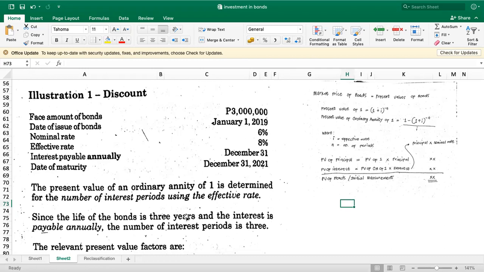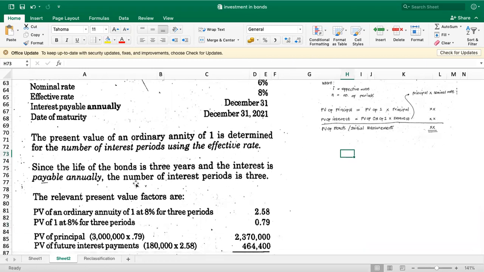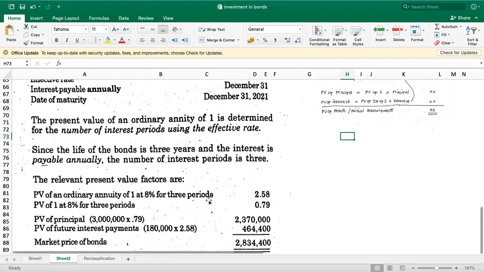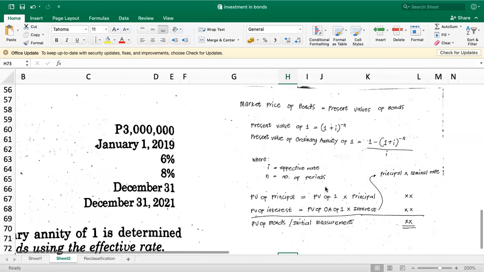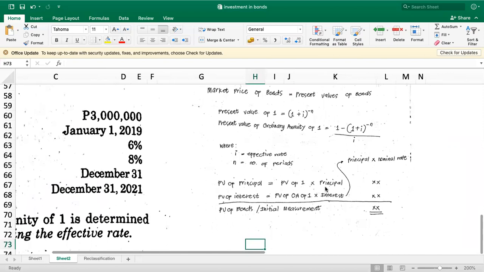Okay, so based on this problem, since the life of the bonds is 3 years and the interest is payable annually, the number of interest periods is 3. Okay, good thing with this problem, given na yung PV of ordinary annuity of 1 na 2.58, saka yung PV of 1 na 0.79. So, what if hindi given yung present values natin? So we need to compute the present values first using these formulas. Di ba ito formula natin. So if we try to compute that one, that's present value of 1, that's 1.